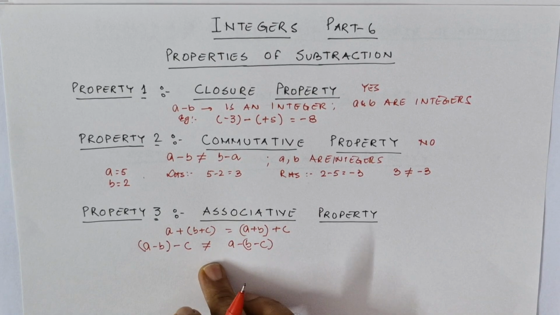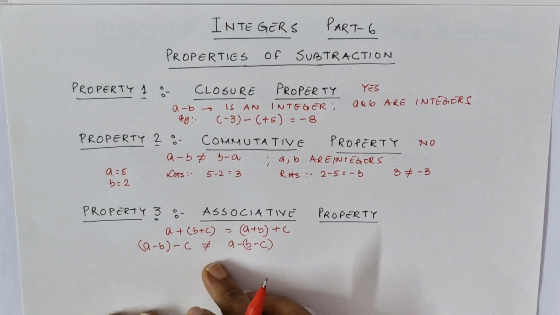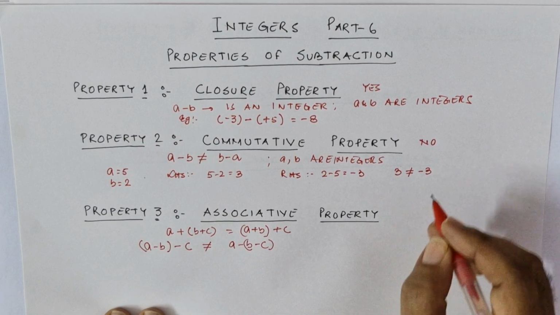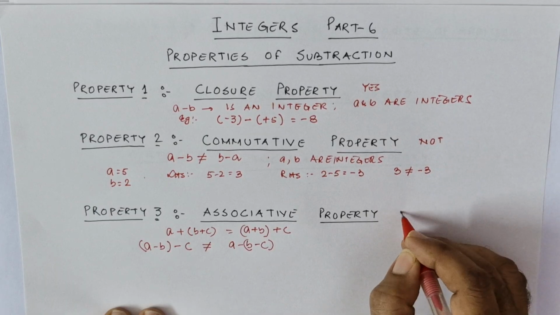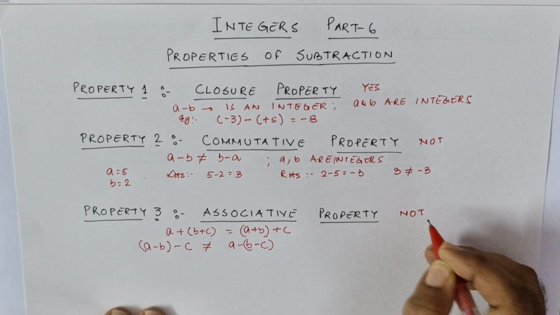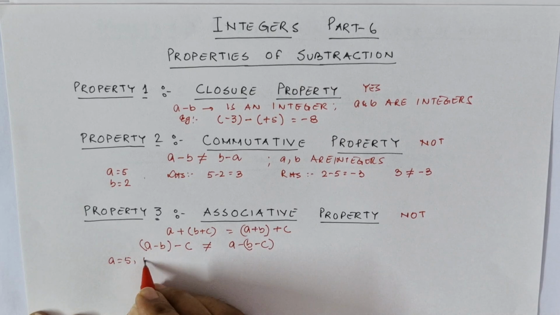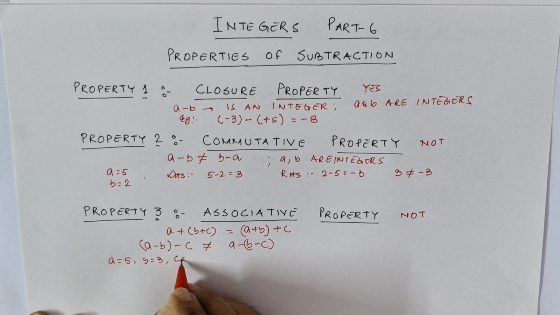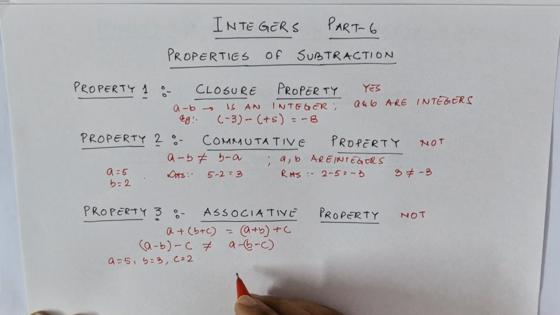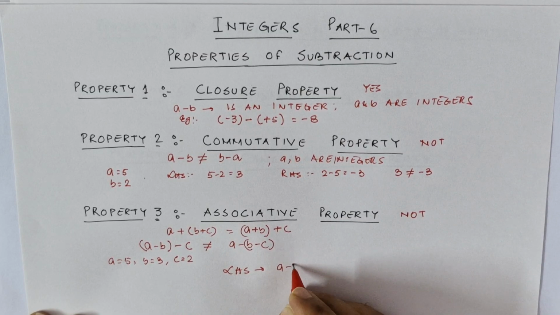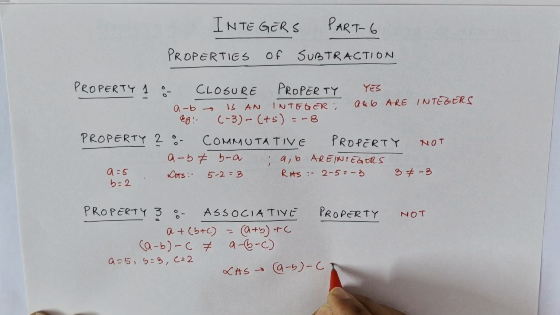So it is not an equation, it is an equation, and we will say that subtraction is not associative. So subtraction is not associative. Let's take A to be 5, B to be 3 and C to be 2. Let us do the left hand side first: A minus B minus C.